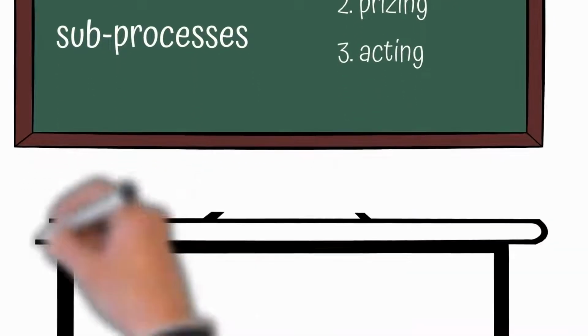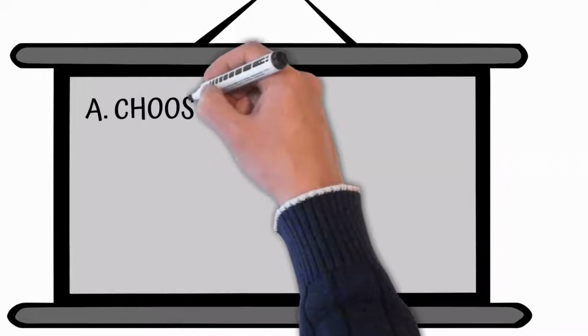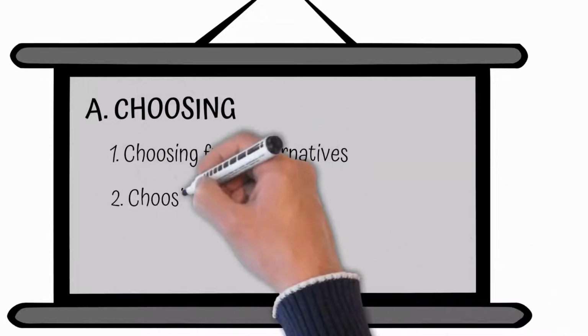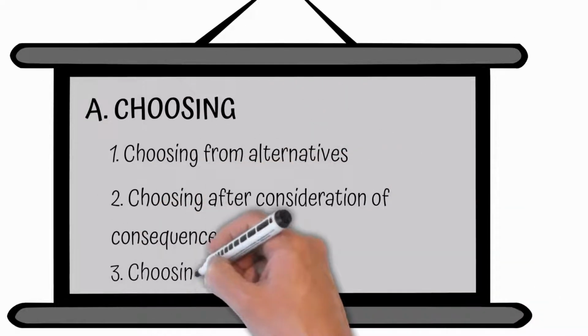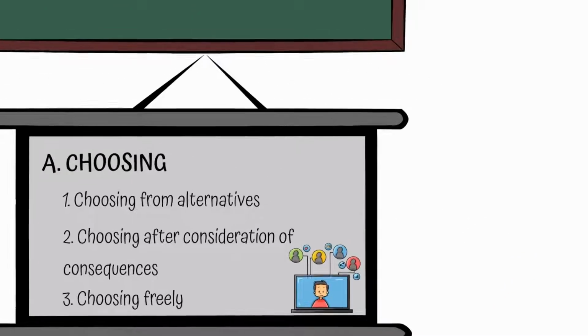Under choosing, which is choosing one's beliefs and behaviors, we have 3 sub-processes. First one is choosing from alternatives or several options, and then choosing after consideration of consequences, and choosing freely.